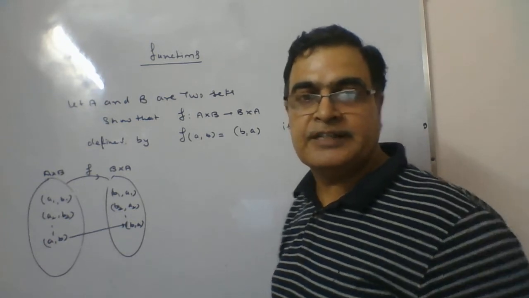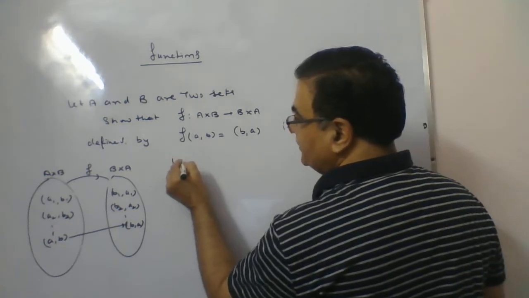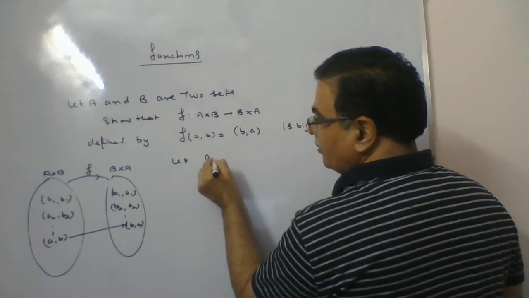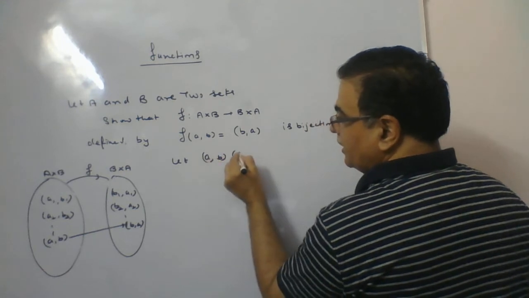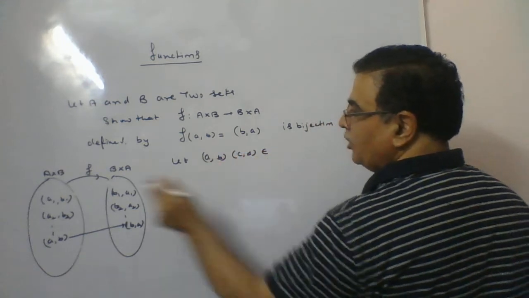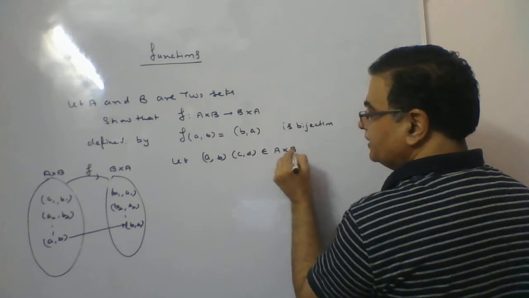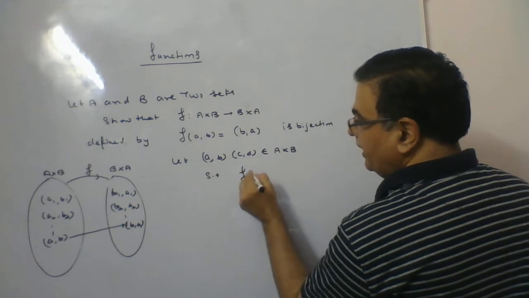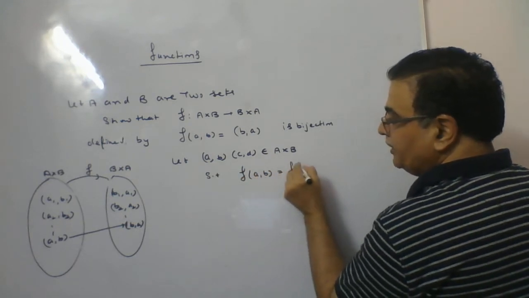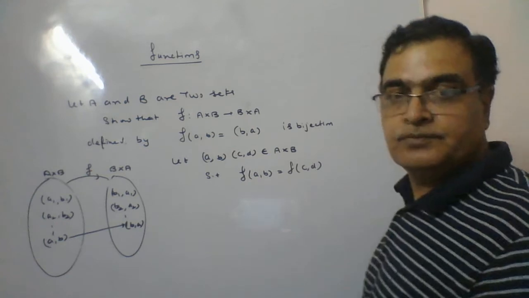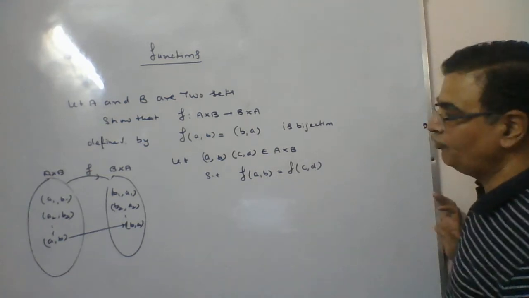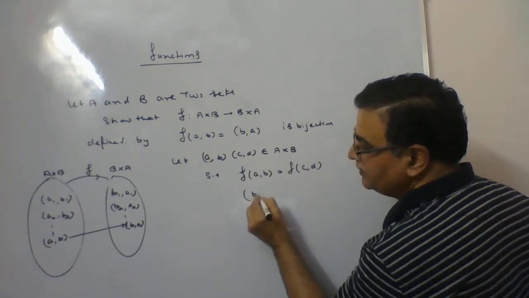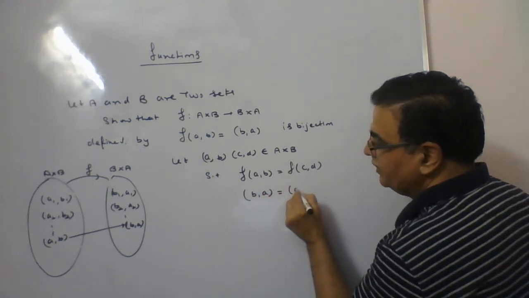So just to prove this as a bijection, we'll start with two elements. Let (a, b) and (c, d) belong to A cross B such that f(a, b) comes out to be f(c, d). f(a, b) is equal to f(c, d). When f(a, b) is equal to f(c, d), what will the image come out to be? This will come (b, a) and this will come (d, c).